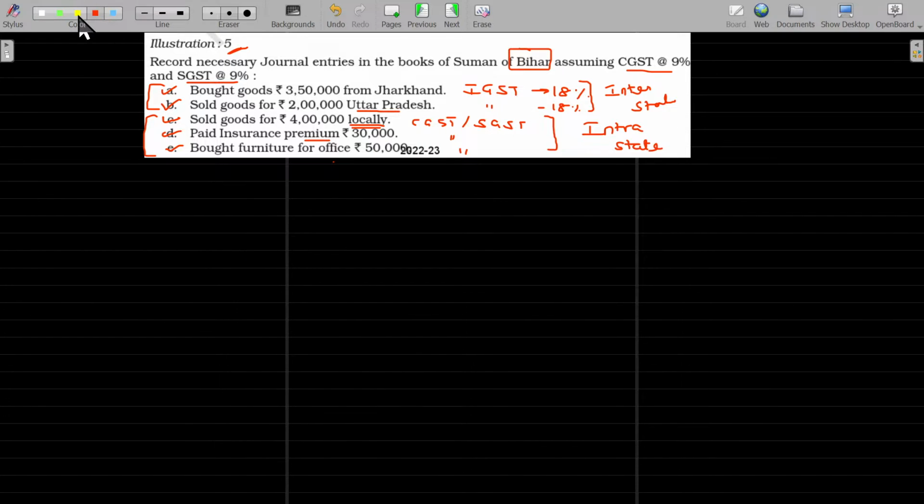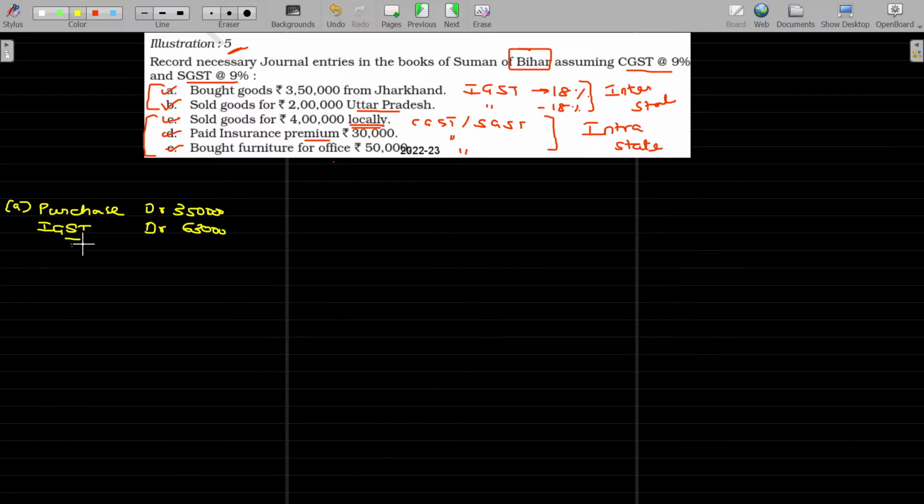Now let me pass the journal entry here for the first one. Bought goods of rupees 3.5 lakhs from Jharkhand. The entry being purchases account debit, 3.5 lakhs. We have to pay the GST also, as it is an interstate purchase. IGST will be leviable. IGST account debit. How much is that? 18% on 3.5 lakhs. Come on, get me the value. 63,000. So the overall amount payable in this case being 4 lakhs 13,000.